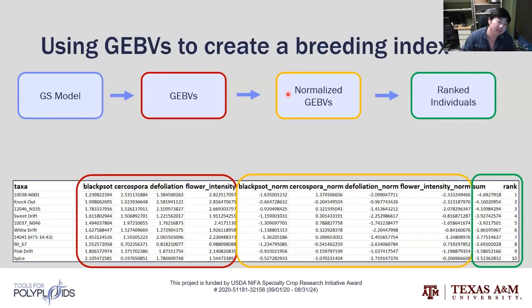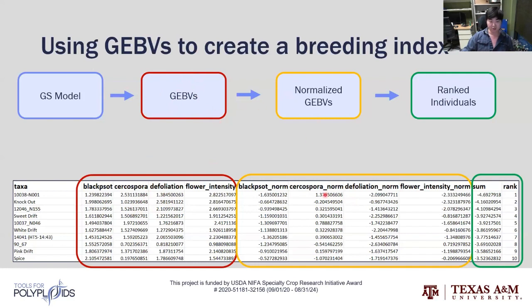So after running the genomic selection in all three, so GBLUP, RR-BLUP, and stage-wise, what I did was I got my GEBVs here colored in red.